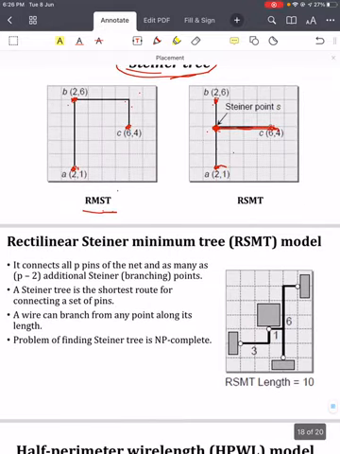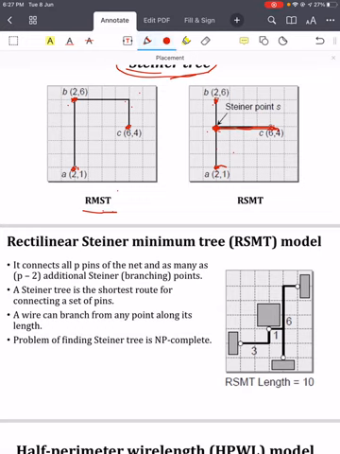So the rectilinear Steiner minimum tree model connects all the P pins of the net and uses as many as P-2 additional Steiner points. A Steiner tree is the shortest route for connecting a set of pins, and a wire can branch from any point along its length. So here is a Steiner tree for the same 4-pin net.